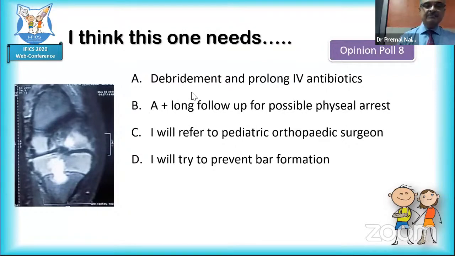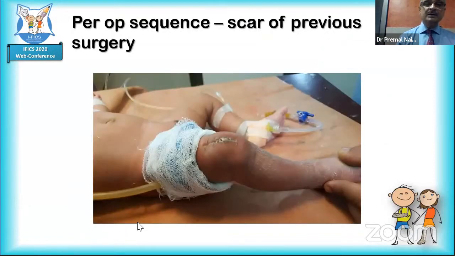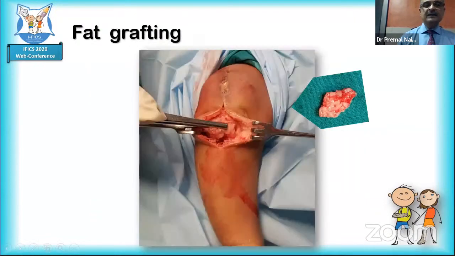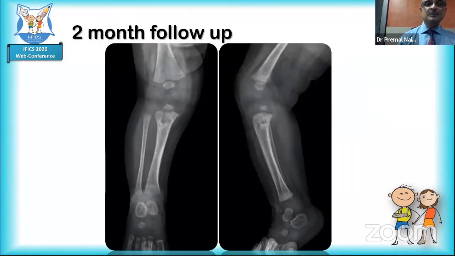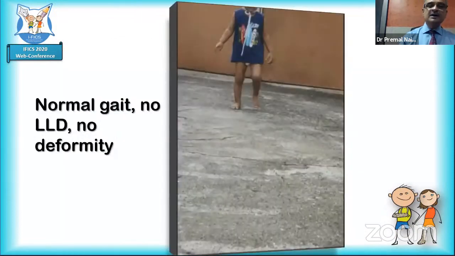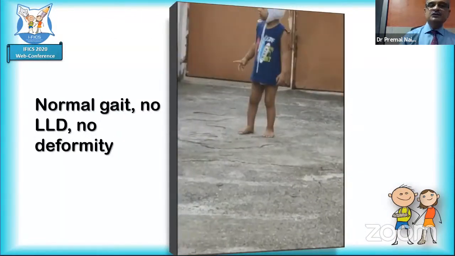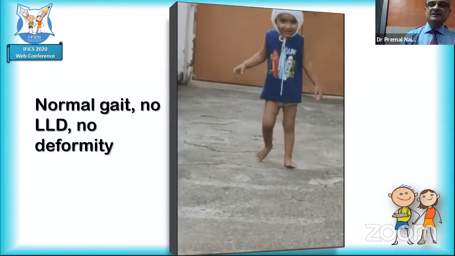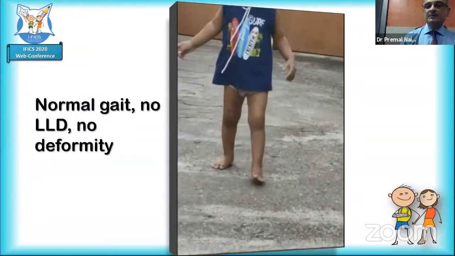So basically, what I did was, we just explored the wound, did debridement, and I put a fat graft there. And that's a 2-month follow-up, that's a 7-month follow-up. Child couldn't come because of the lockdown, but this is his latest 2-year follow-up. You see that there is no deformity and there's no limb length discrepancy.